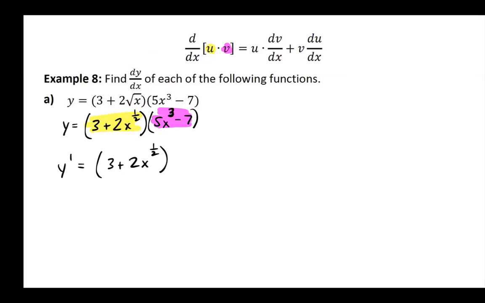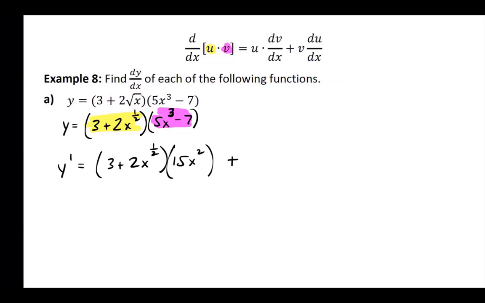Okay. Times the derivative of V, the derivative of the next guy, the one in the magenta color. Well, what is the derivative of the magenta color going to be? What's the derivative of 5x cubed? 15x squared, good. And then what's the derivative of -7? 0. So we don't need to write that. Plus.